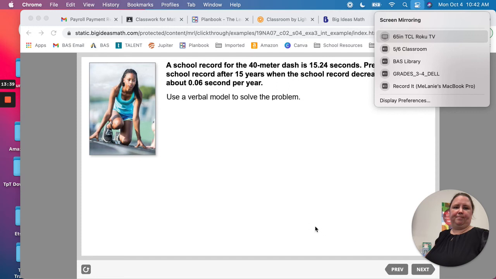14.7. 14.34. You guys can use your calculators, you know? So 14.34. In 15 years, the school record should be 14.34 seconds. That decreases by 0.9. They ran 0.9 seconds faster 15 years from now.